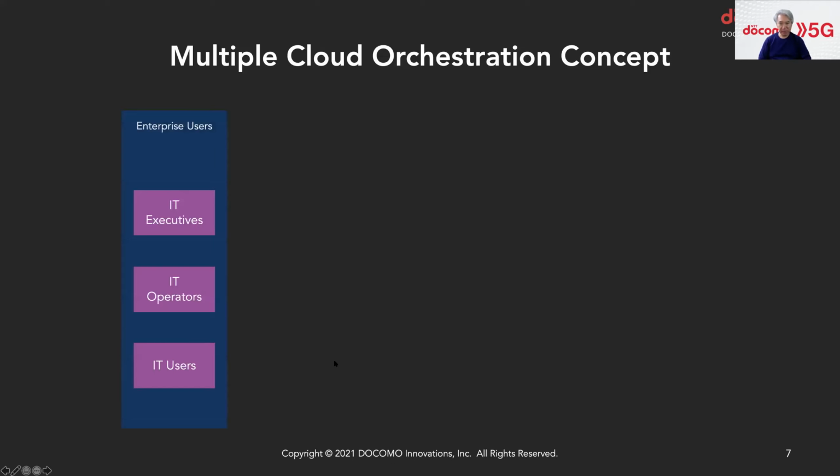We have IT executives, operations, and users in the enterprise organization. Also, we have AWS, Azure, GCP, and on-premise cloud infrastructure. Actually, Docomo headquarters is using those five cloud service providers, including OpenStack and VMware.